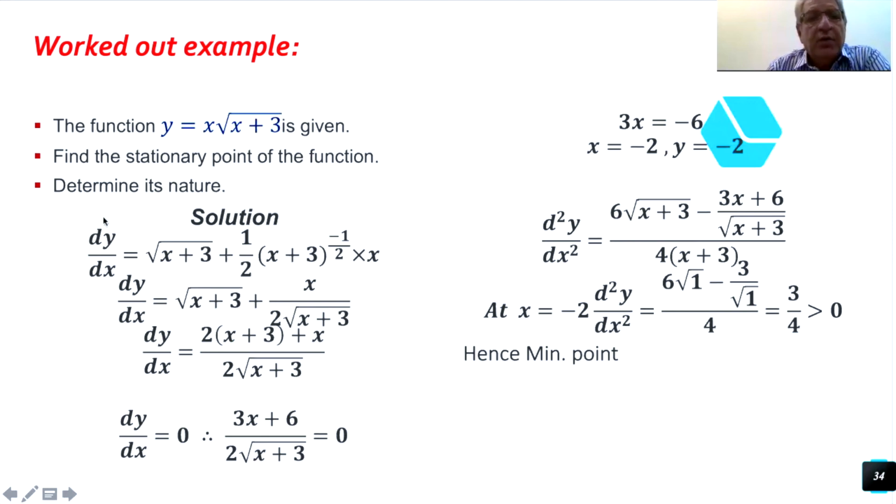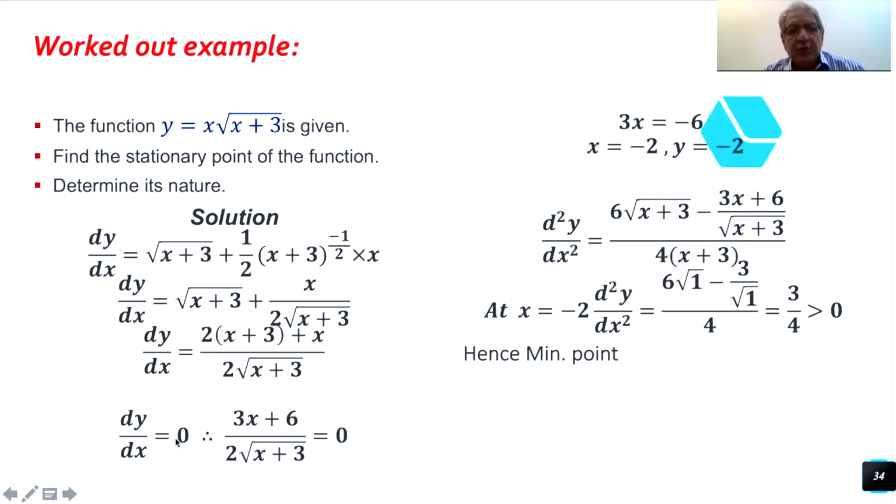First of all, we need to find dy/dx. Finding dy/dx, the derivative of this is 1 times the square root, plus the derivative of this, which will be half times this to the power of negative 1 times x. You can see that I've used the product rule. Then I can use the common denominator and simplify this to this form.